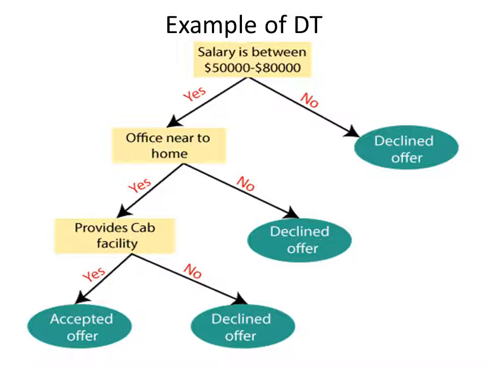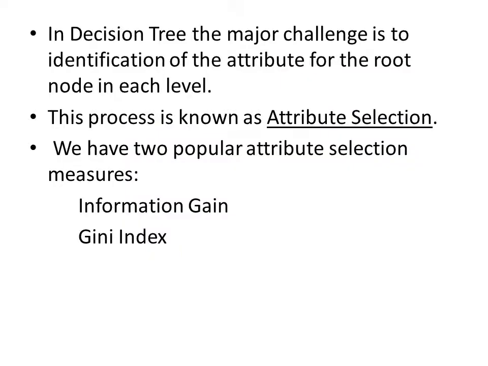So what are the criteria? We are checking whether the salary is between $50,000 to $80,000, whether the office is near to home, and whether the company provides cab facility. If these three criteria are satisfied, then only the person accepts the offer. If not, he declines the offer. So accordingly, the decision tree is constructed, based on yes, no, yes, no.